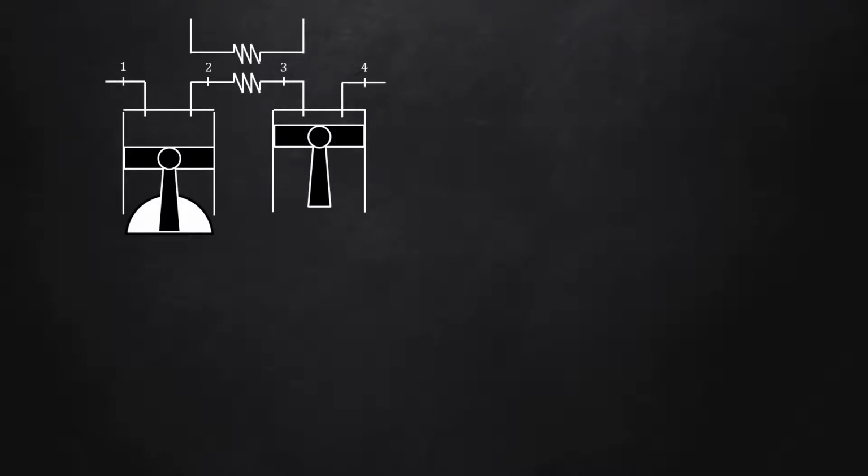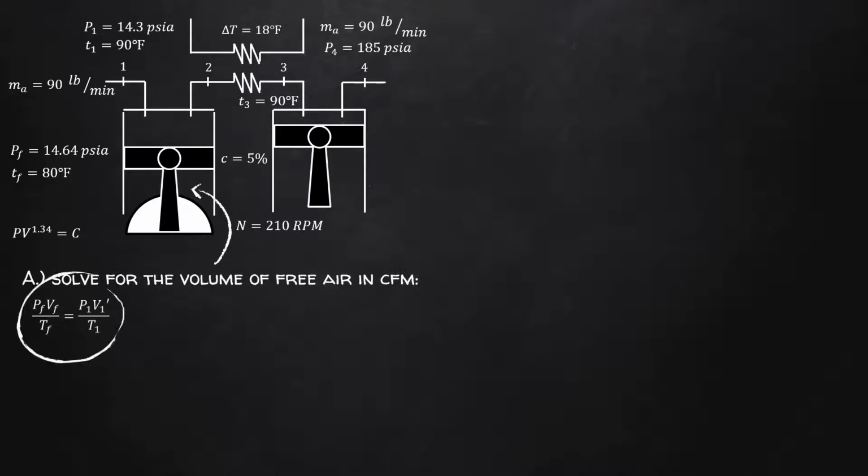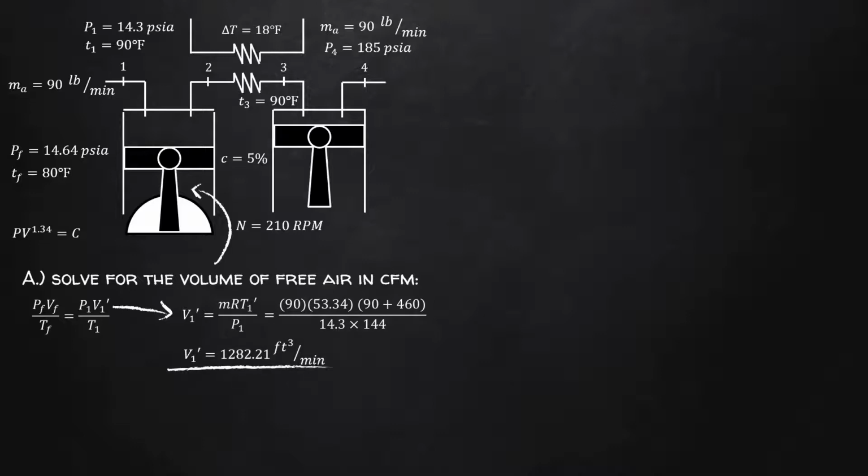We need first to illustrate the problem. Then, identify and label the givens. To solve for the volume of free air, we need to use this formula. The actual volume or V1' is not given, so we will need to solve for it. Substitute all the values and simplify. And we got the answer: 1,229.66 cubic foot per minute.